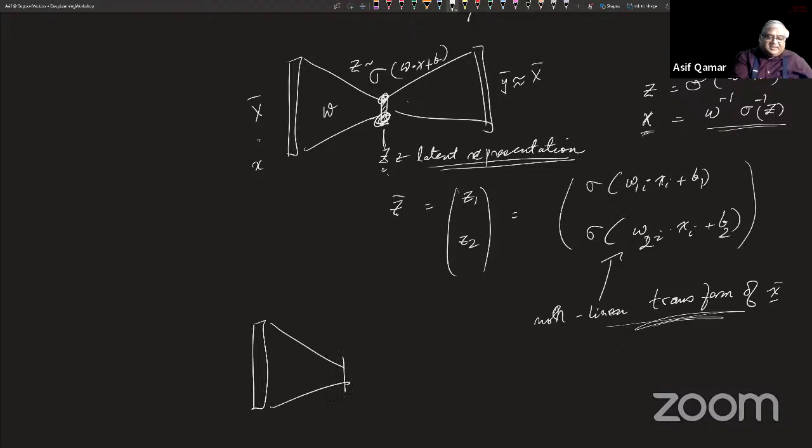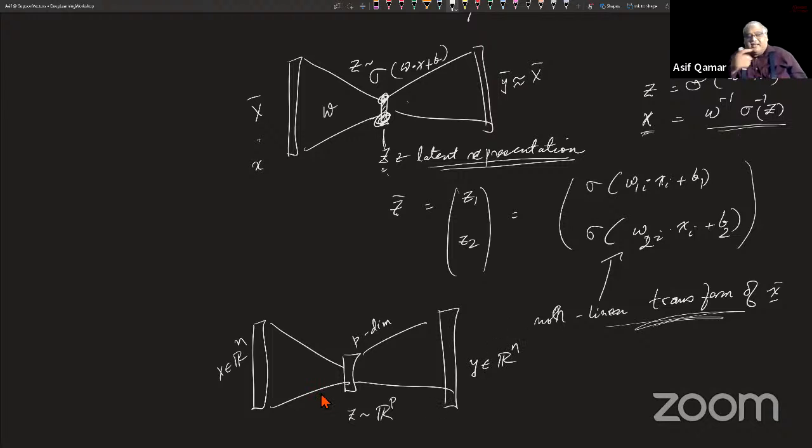So this picture is now from 2, you can go to many dimensions. Let me go to P dimensions. Z belongs to R to the P, where P is a small number, X belongs to R to the N, and then you expand out and Y again belongs to R to the N. And this thing is called an autoencoder. Are we together? Now we'll deal with different variations of it.